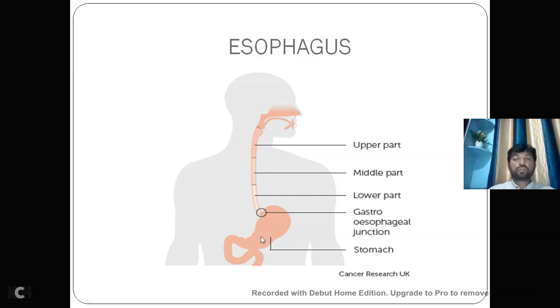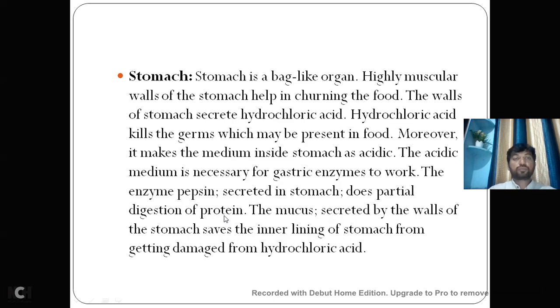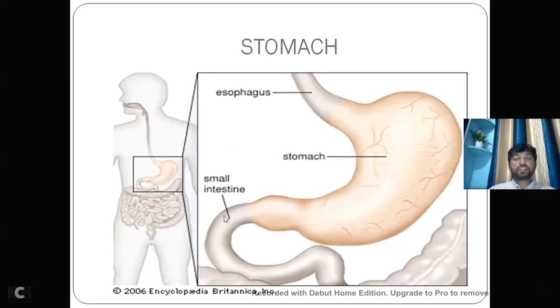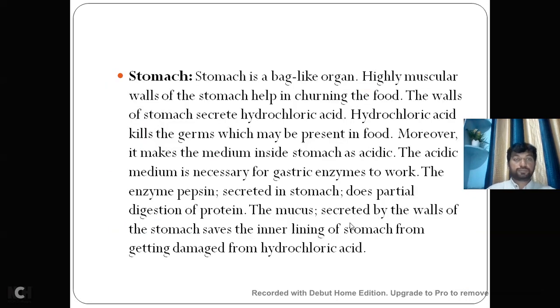Now let us move on to the next part of our digestive system, the stomach. It is a bag-like structure, a pouch-like structure, a J-shaped structure, right? See here, the esophagus will be up to here and our stomach starts here, right? Let us understand what happens in the stomach.